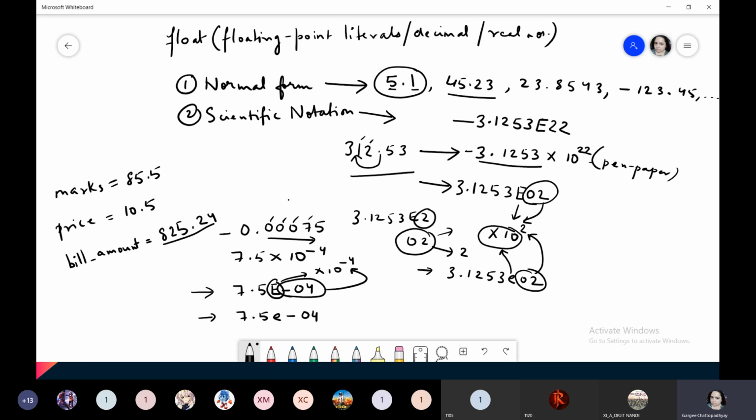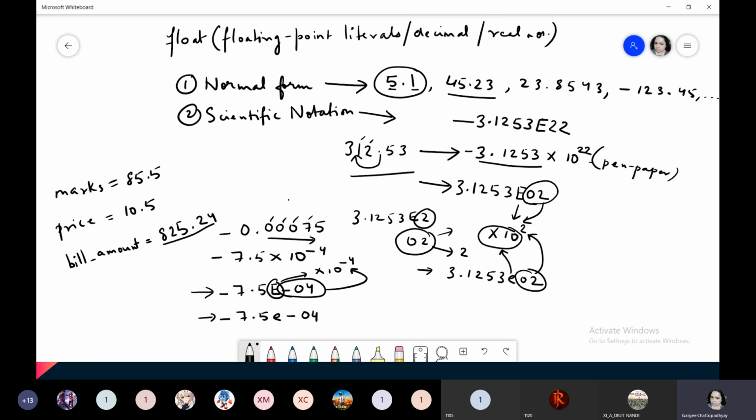Suppose 0.00075 is a negative value. Then only a negative sign will be added here. Rest everything will be the same. Is it clear to all of you? Yes, ma'am.